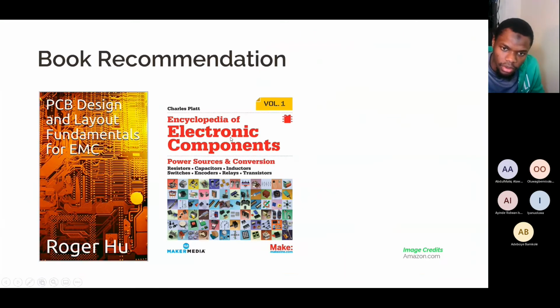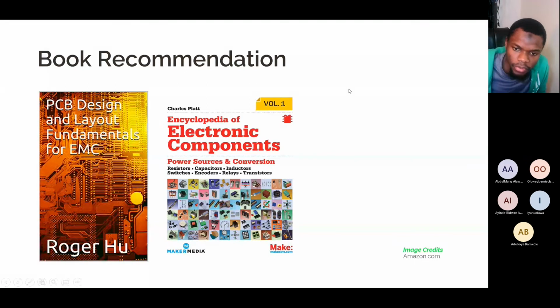Okay, now let me talk about some book recommendations. The first book I recommend is PCB Design and Layout Fundamentals. For people that want to learn how to design PCBs, this book is very important. It's a fantastic book, and it goes into details regarding using capacitors, resistors, inductors, and other components, and some of the rules you should follow when designing PCBs to make sure things work the way you want them to.